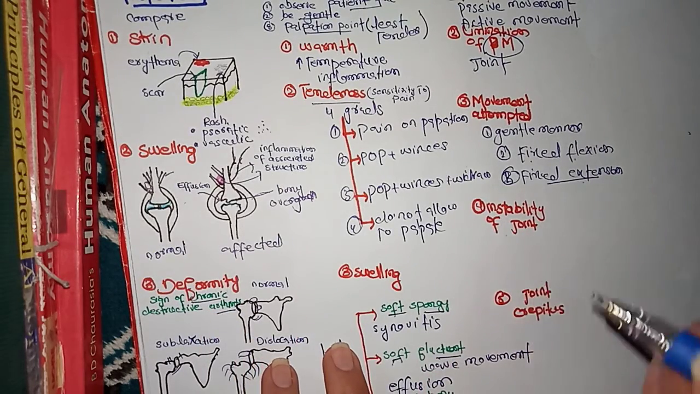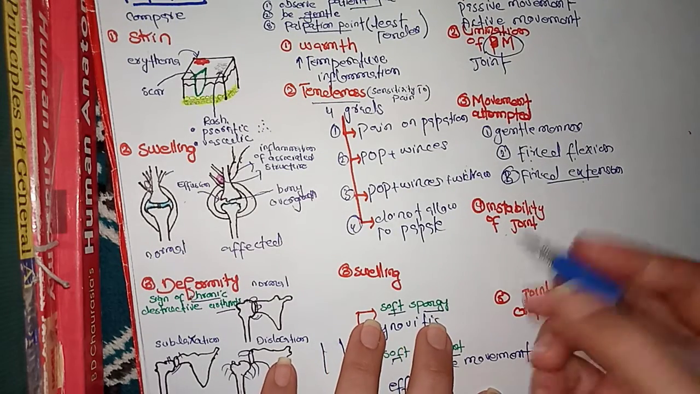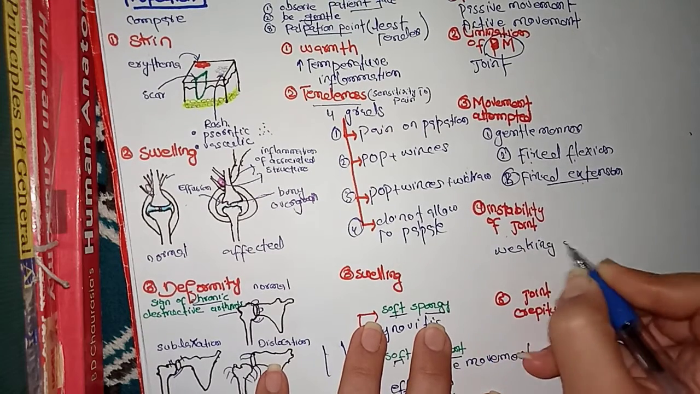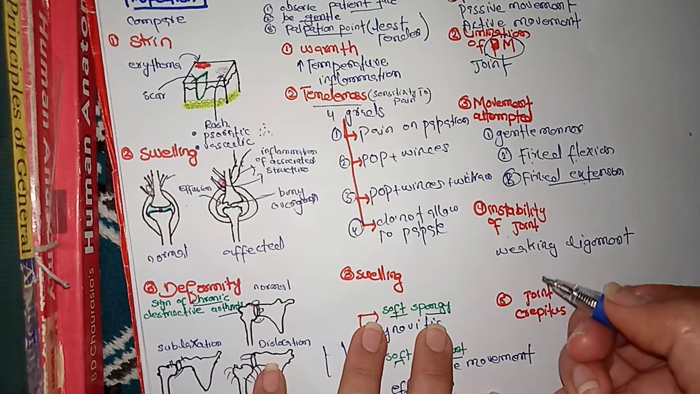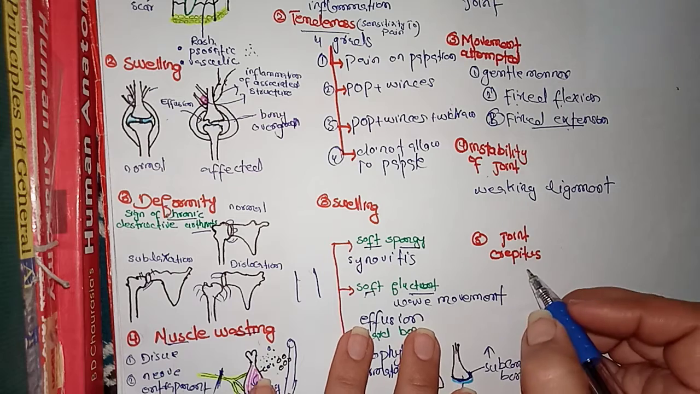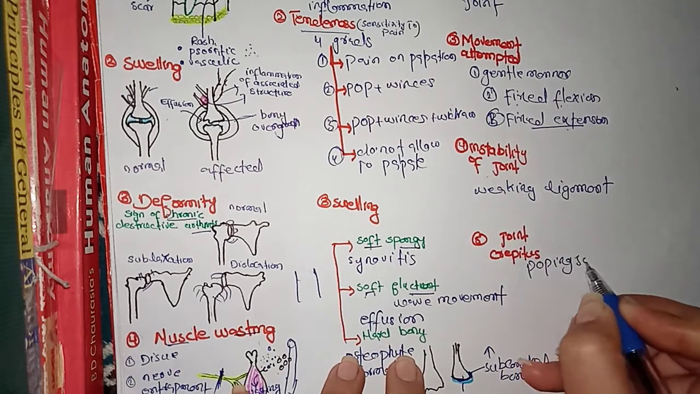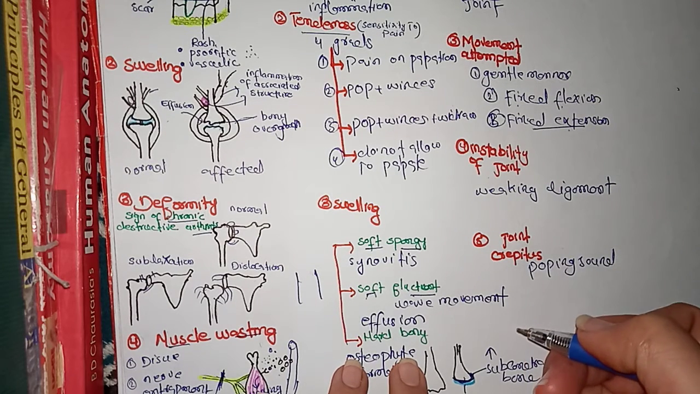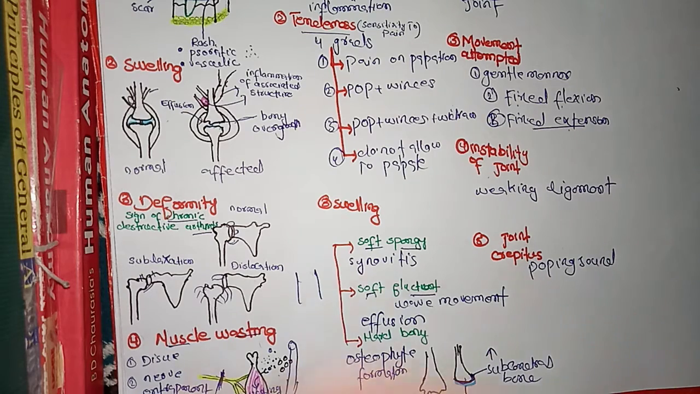Instability of the joint: you check instability of the joint by passive movement. When the joint is unstable, it means there is weakening of a ligament or surrounding tissue, or tearing of a muscle or tendon. And the last thing you observe is joint crepitus, which is a cracking or popping sound in the joint. It indicates that synovial fluid is decreased in the joint and air is increased, so this causes the popping sound.